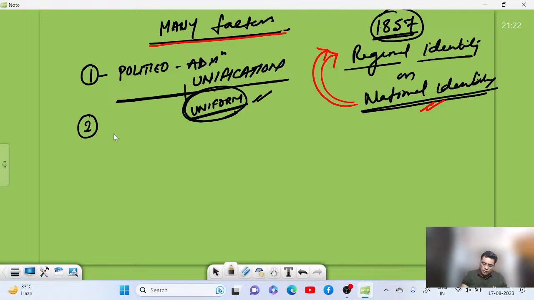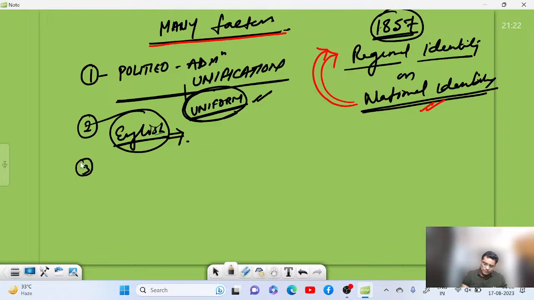Then the introduction of English. It broke the linguistic barriers and made inter-regional communication possible. Bengalis, Punjabis and Tamilians could interact among each other, and it helped in developing a common understanding, through English.